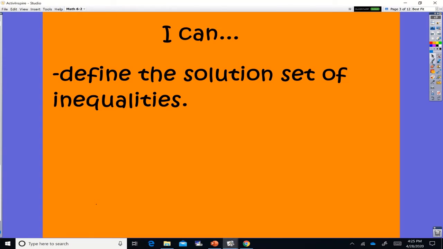Everyone, Miss Demmer here. Today our I can statement is: I can define the solution set of inequalities. So we are going to be talking about inequalities today. Now we're not doing the graphing aspect of it, but we are going to be talking about different inequalities and how many solutions they have and things like that.